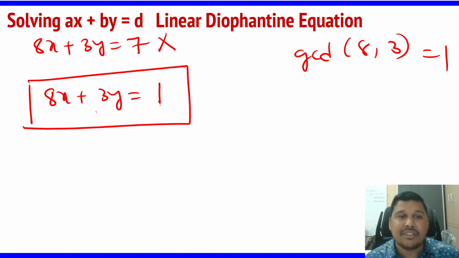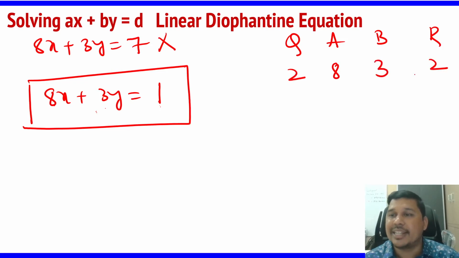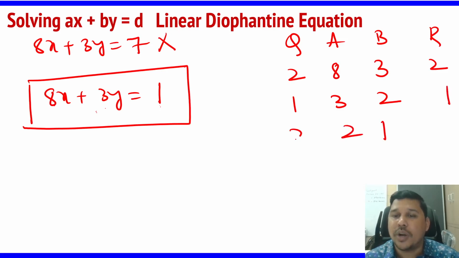I am taking the GCD value here. I am converting this equation to AX plus BY equal to GCD of A, B. So you write the table for that. What is the table for 8, 3? Q, A, B and R. 8, 3: 2 times 3 is 6, remainder is 2. Then 3, 2: 1 times 2, remainder is 1. Then 2, 1: 2 times 1, remainder is 0. Then 1, 0. Therefore, 1 is the GCD.